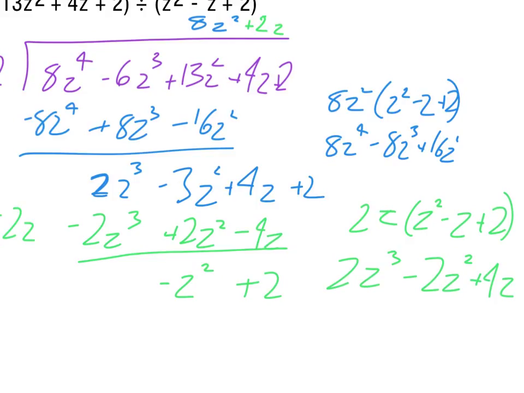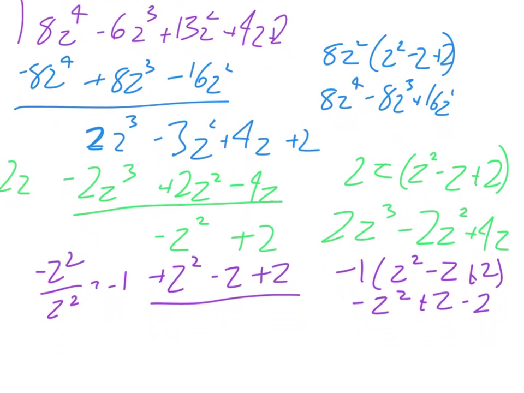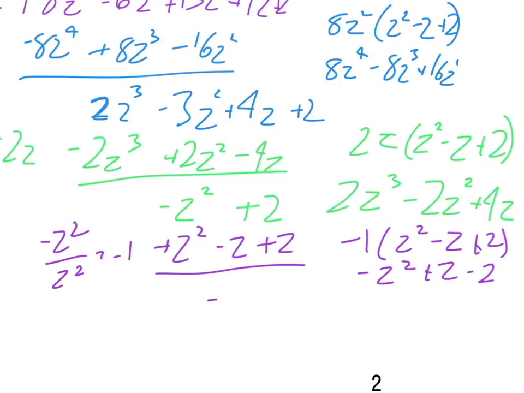So I start my process again by dividing the negative z squared by z squared, which I get negative 1. So that's the last part of my quotient. So I need to multiply the negative 1 by z squared minus z plus 2. So I have a negative z squared plus z minus 2. So again, I'm adding the z squared, subtracting the z, and adding the 2. So the remainder ends up being a negative z plus 4.